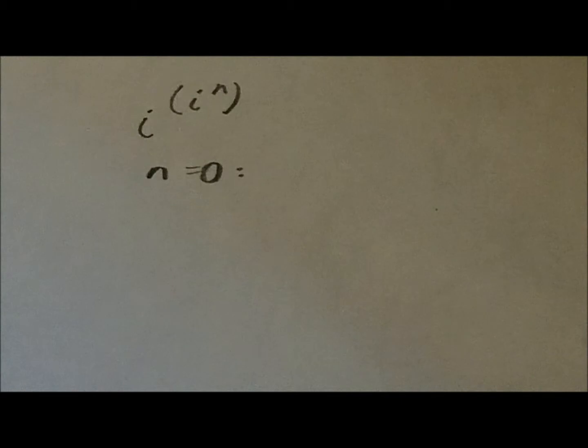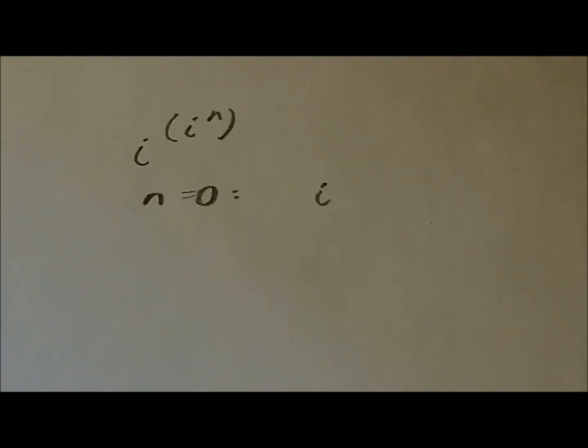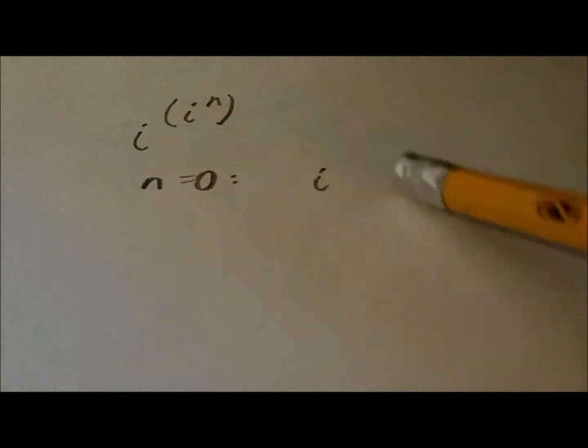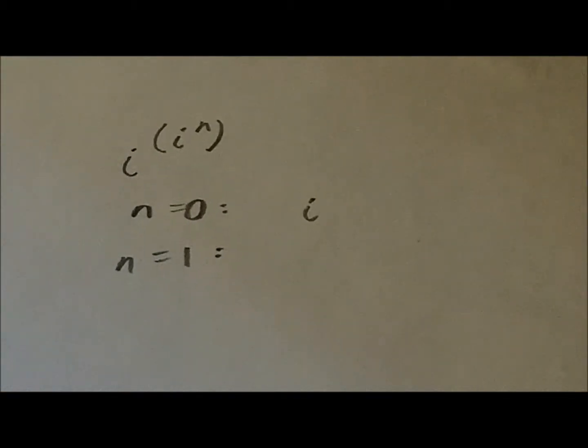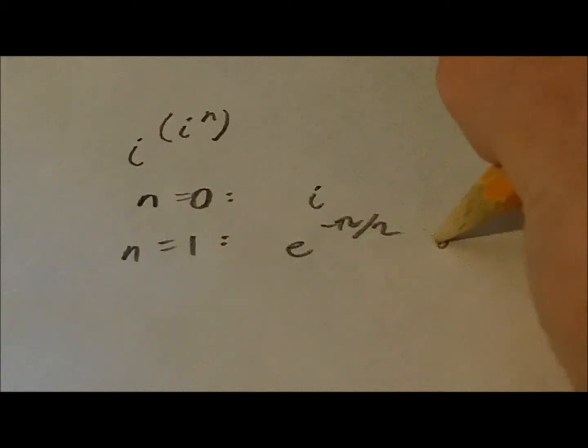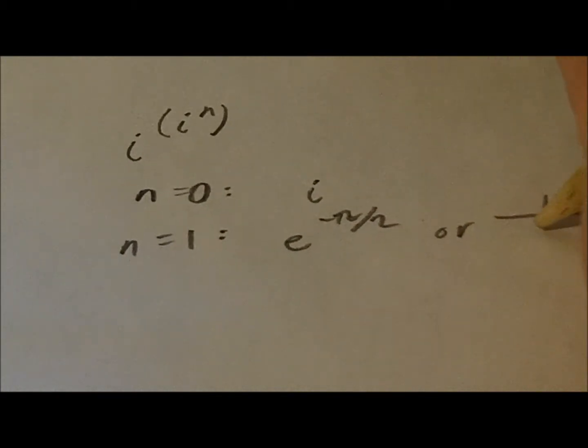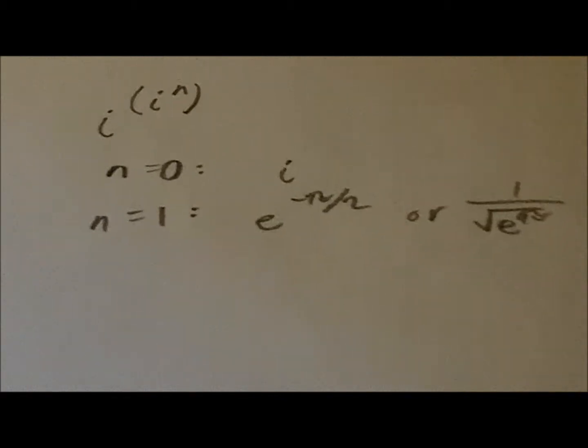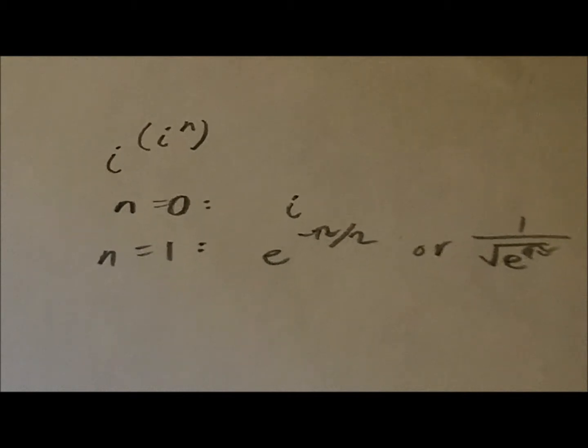Actually, yeah, I'll start with n equals 0. In this case, as you can imagine, we simply get 1, because i to the 0 is 1, and i to the 1 is just i. Then as we move on to n equals 1, we get what we just talked about, i to the i. In that case, we know that is e to the quantity negative pi over 2, or one over the root of e to the pi.